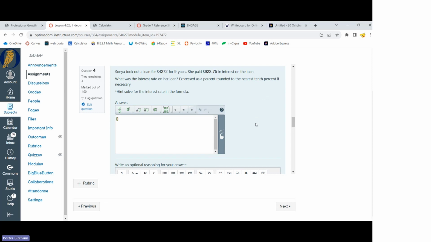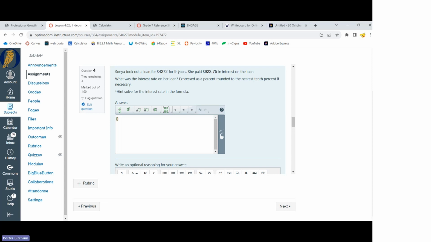Question 4. Sonia took out a loan for $4,272 for 9 years. She paid that much in interest on the loan. What was the interest rate? Expressed as a percent, rounded to the nearest tenth percent if necessary. Hint, solve for the interest rate in the formula. Whoa, backwards question.